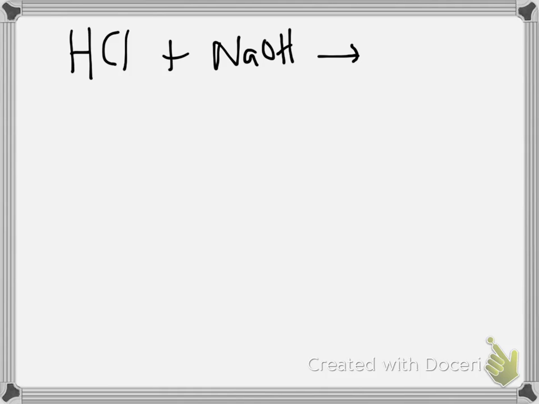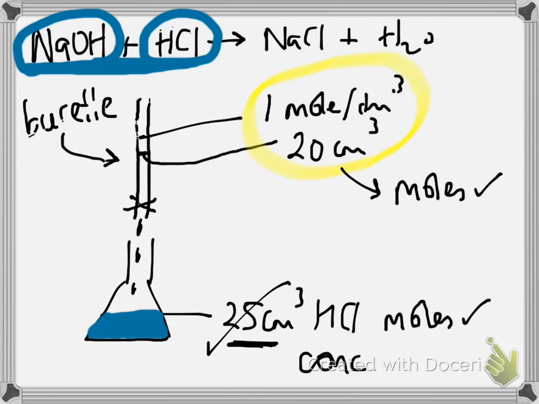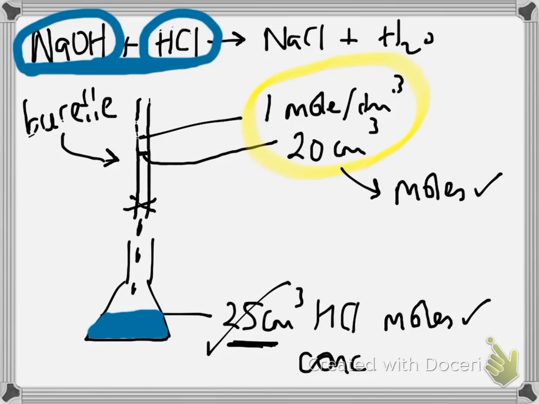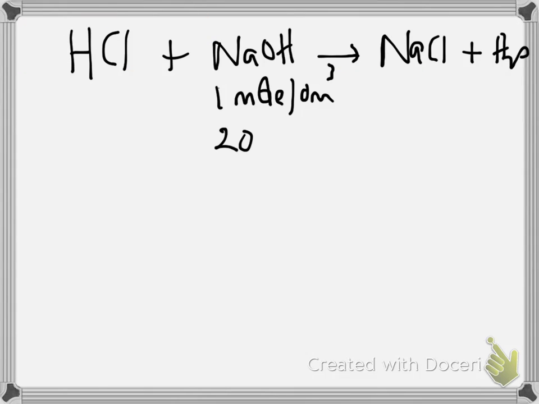Acid plus alkali goes to salt plus water. Ratio 1, 1, 1, 1. Right, we said the alkali was 1 mole per decimetre cubed. You see, it's hard to write this thing. The alkali, we said, was 20 centimetres cubed. And we said the acid was 25 centimetres cubed.